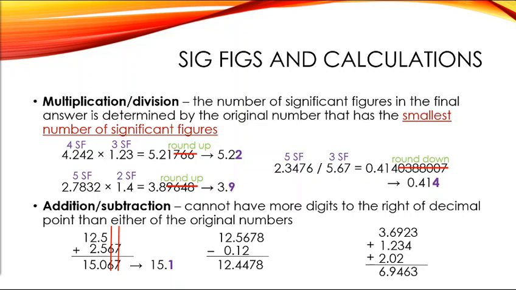Just line up your values and figure out which one has the smallest number of decimal places. Here, that 12.5 only has 1 decimal place, so your final answer has to be rounded to the final decimal place and rounded up from there. And then our next value is the 12.5678 and the 0.12.